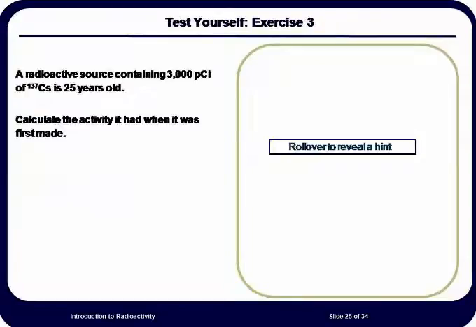This is a test yourself exercise number 3. A radioactive source containing 3,000 picocuries of cesium-137 is 25 years old. Calculate how much activity it had when it was first made. The hint here is to use one of the previous four equations to solve this problem.